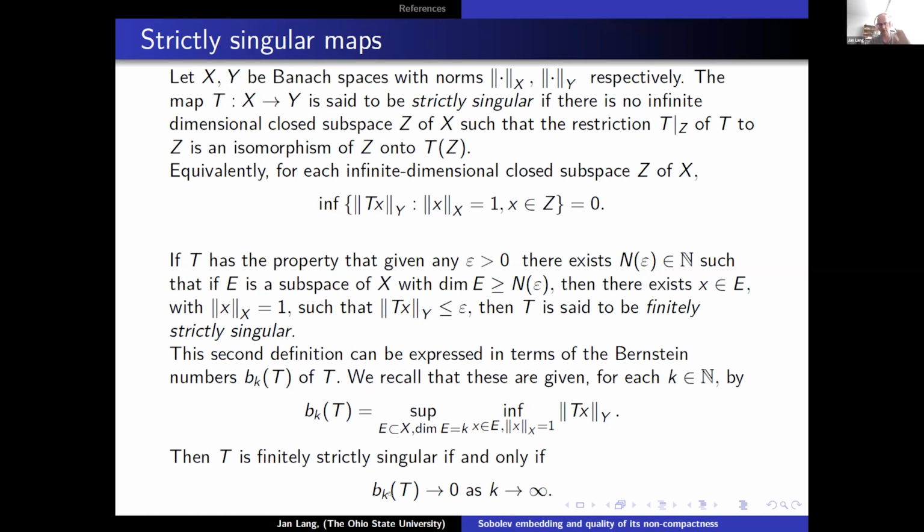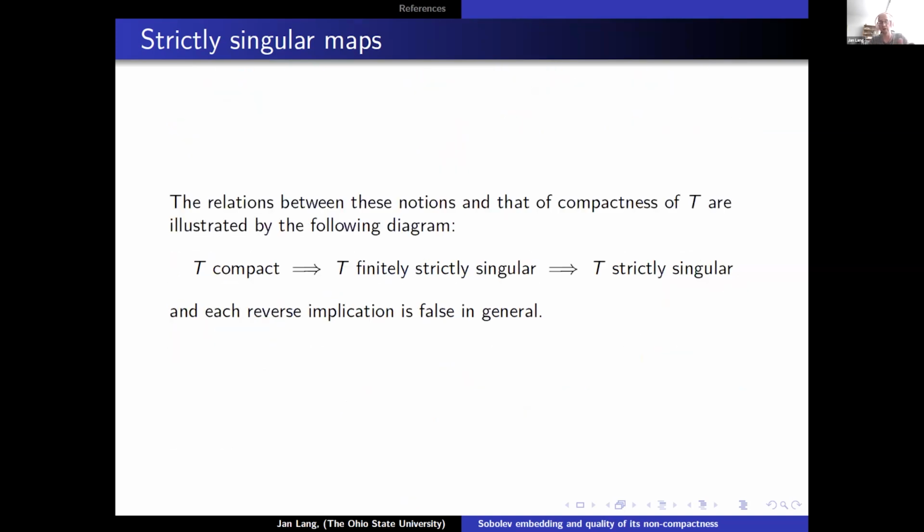Okay. Here we just introduced some notation you'll need in the next part. And here, of course, there is some relation. It's well known that if an operator is compact, then it is finitely strictly singular, and that is strictly singular. Okay. Now, this was just introduction and motivation.